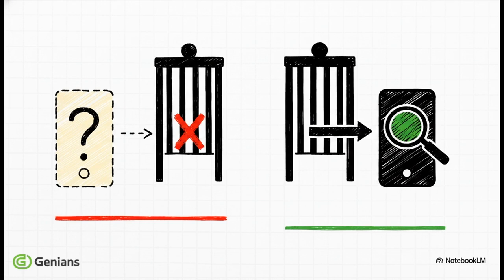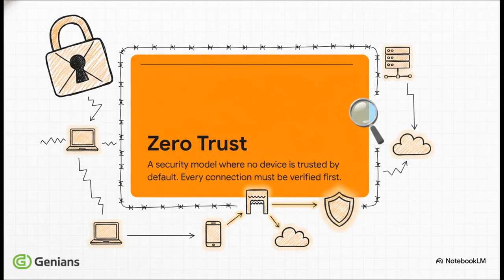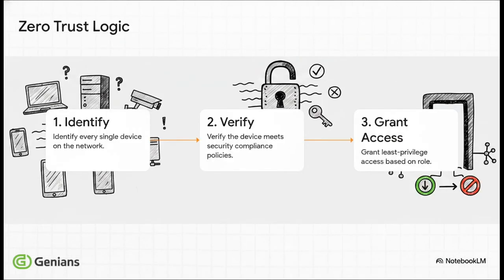It's a fundamental necessity. And this principle, it's the very core of what we call zero trust. This is a model where nothing is trusted by default. Every single device has to prove who it is before it gets access, and it doesn't matter where it's connecting from.